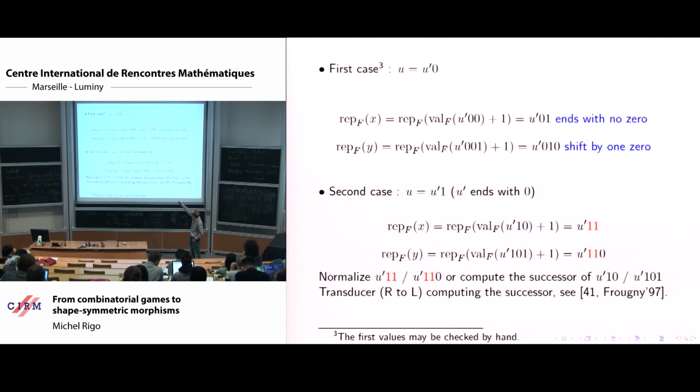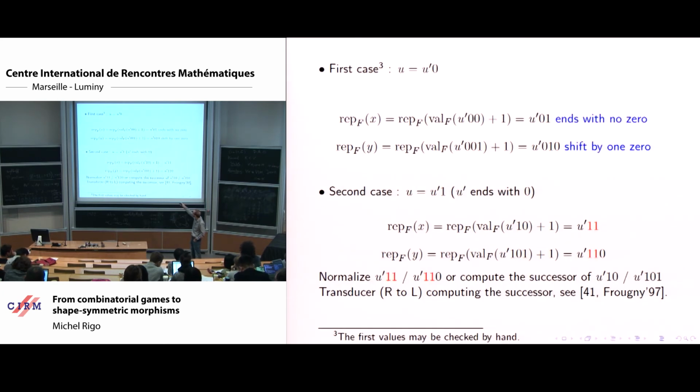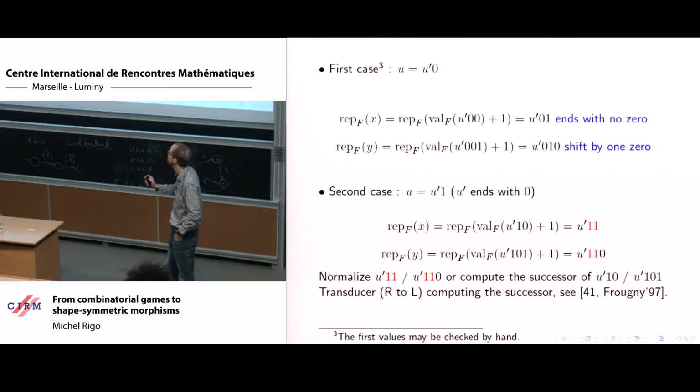And for the other one, it's u01. Remember, u is u prime 0, so I have u01. Why do I have u01? Because it's exactly what I'm interested in here. So I have u01 here. And if I add 1, okay, 1 plus 1 is 2, so I move the 1 here. So pretty easy. This is what I get.